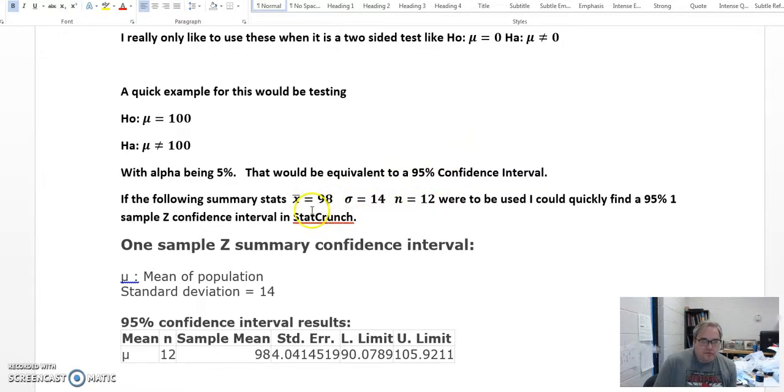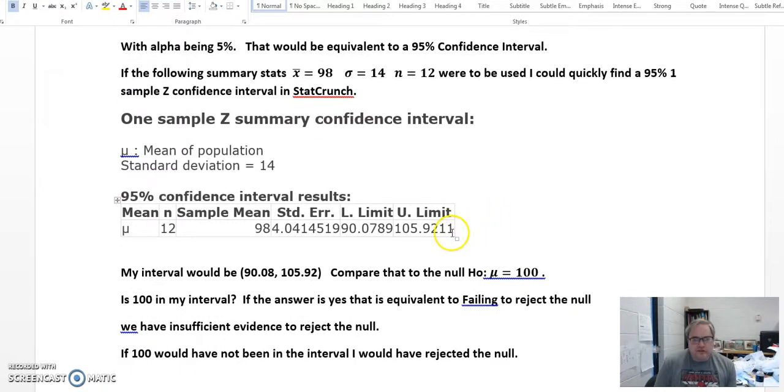I have some sample or summary stats here, a sample mean of 98, a population standard deviation of 14. Right there, that's telling me I'm probably using a one sample Z. Sample size is 12. I went into StatCrunch and I found a 95% confidence interval using a one sample Z procedure. And I came up with it here. You should pause this and go do it yourself. Make sure you get the same numbers. But this interpreted, my lower limit is like 90.08. My upper limit's 105.92.